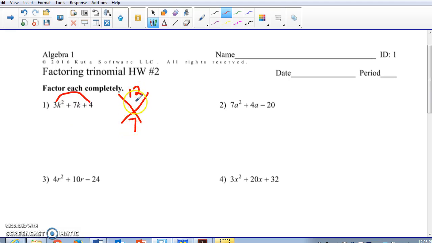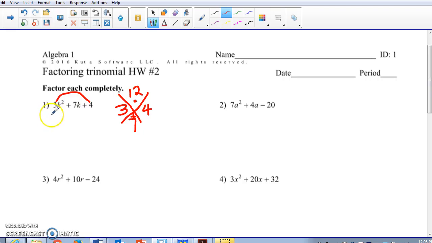Now we need to come up with 2 numbers that multiply to 12 and add up to 7, which is 3 and 4. So when we have a trinomial and we want to factor completely, we have to check for GCF and then we do the X. Once you set up the X, the top number is A times C, and the bottom number is the B, 7.